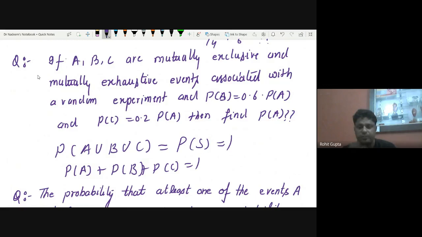So here, probability of A is simple. And what about the probability of B? That is 0.6 times probability of A. What about the probability of C?